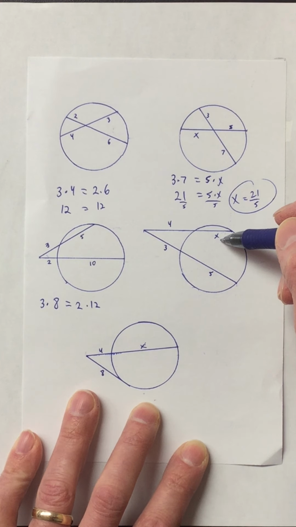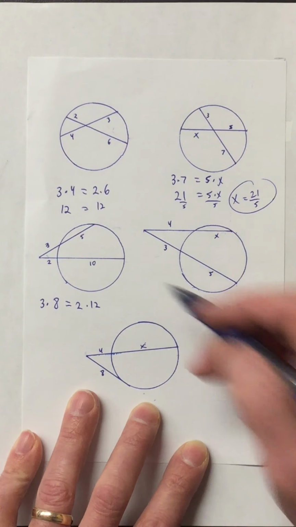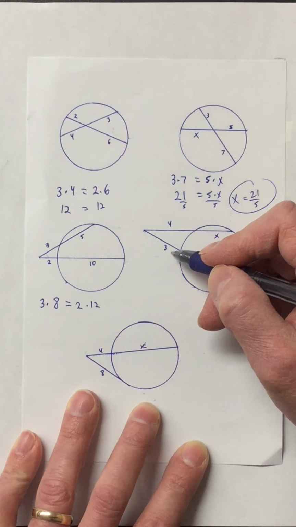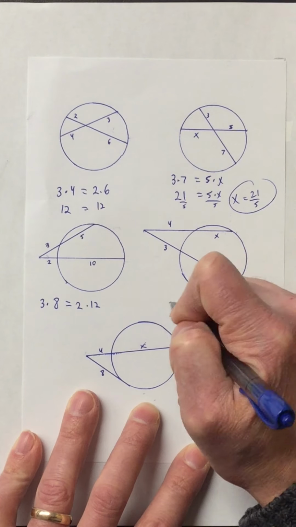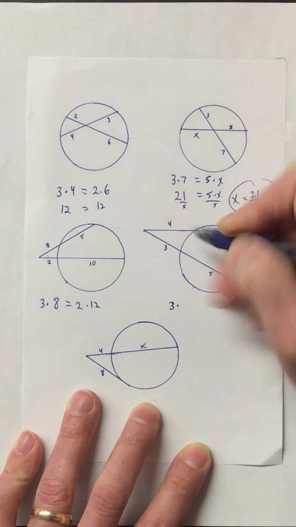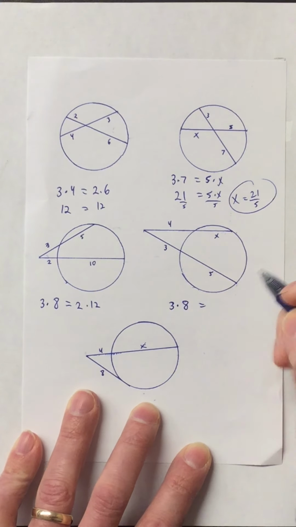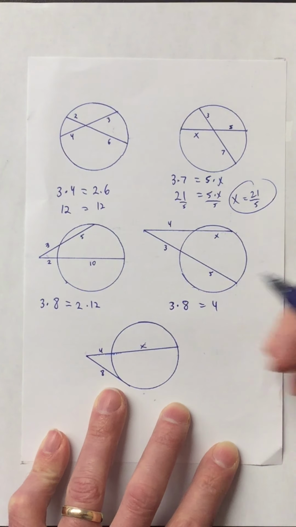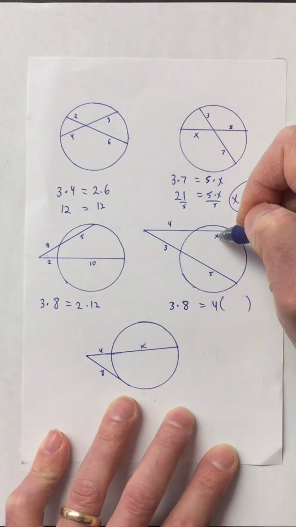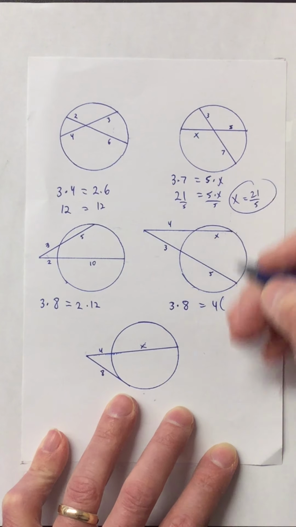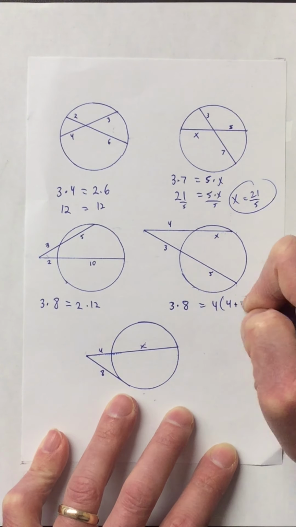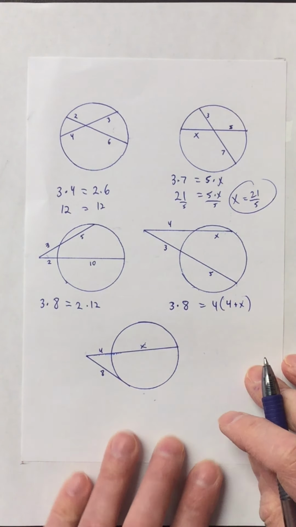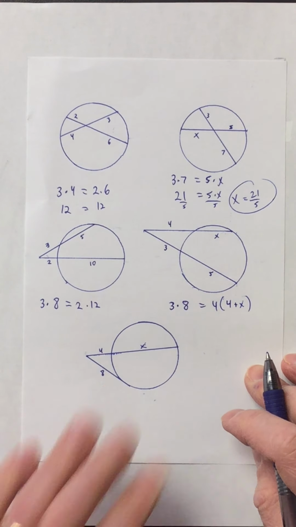So if we take that over here, we're trying to find the inside part. Let's set it up the same way here. We're going to do this outside part, 3 times the total length of 8, is the same as 4 times the total length. Well, we don't know what this is, but how would we get the total length? We would write 4 plus x to get our total length there. So that's how we'd set up that equation.